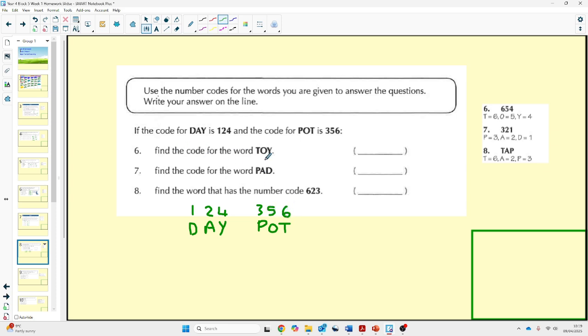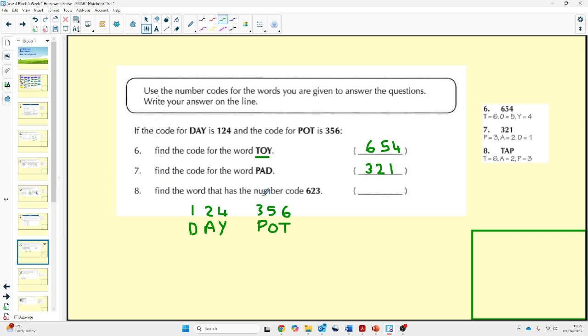So to find the code for the word toy, we know that the T is a 6, we know that the O is a 5, and we know that the Y is a 4. So it's 6, 5, 4. Then we've got to find the code for pad. So pad, the P is the 3, the A is the 2, and the D is the 1. So there we go, 3, 2, 1.